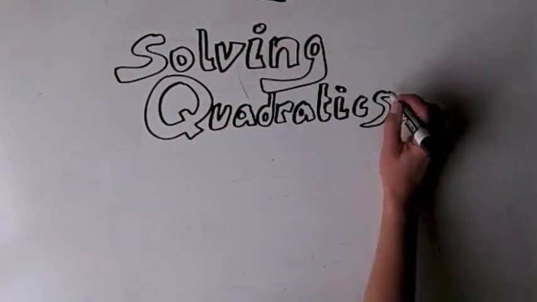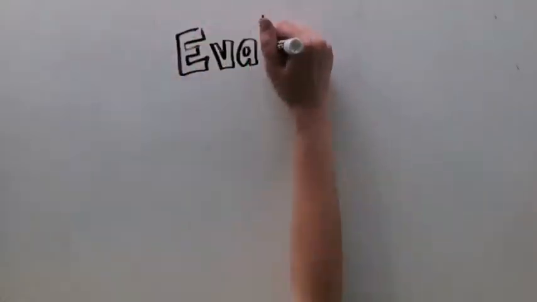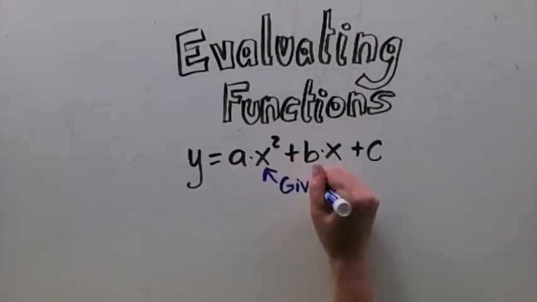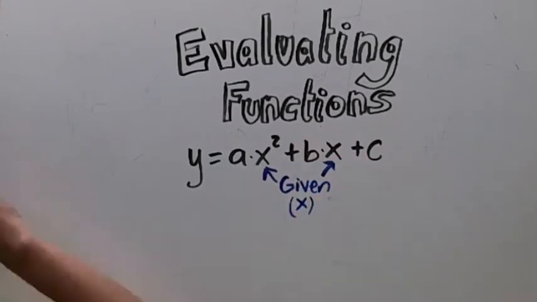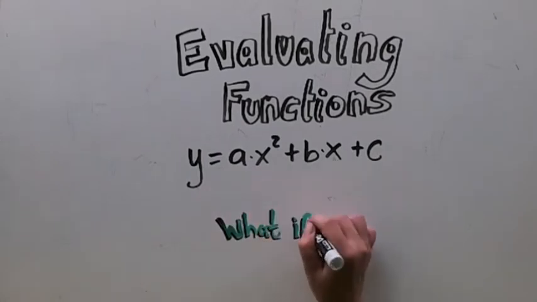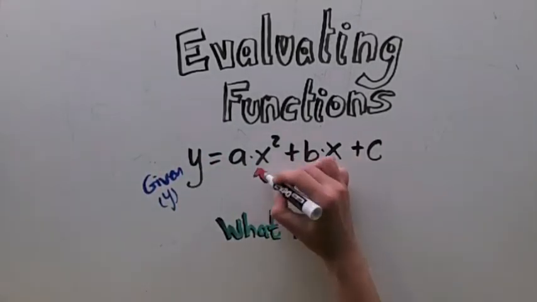Solving quadratic equations by factoring. In the last video, you learned how to evaluate quadratic functions in standard form. That is, you learned how to find a value for y when given a value for x. Now what if instead we are given a value for y and want to find x? This is called solving for x.